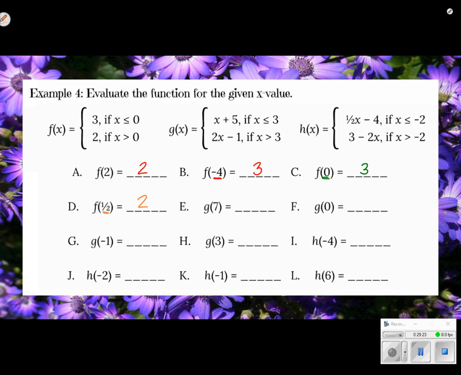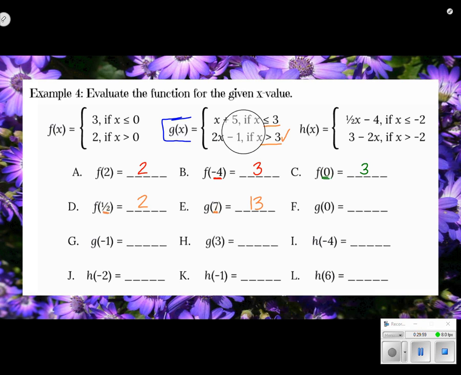We're going to move to g of x because this has a g, and the next 4 have g's. So we're going to look at plugging in a 7. Now the question is, is 7 less than or equal to 3 or greater than 3? 7 is greater than 3. But wait a minute, do you see there's an x there? So I need to plug in 7 and work it out. 2 times 7 is 14. 14 minus 1 is 13.